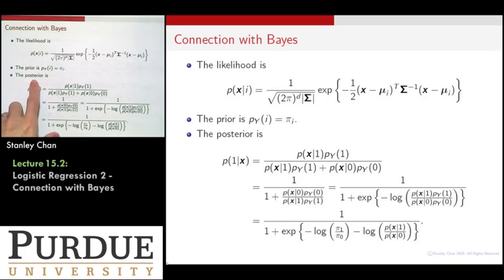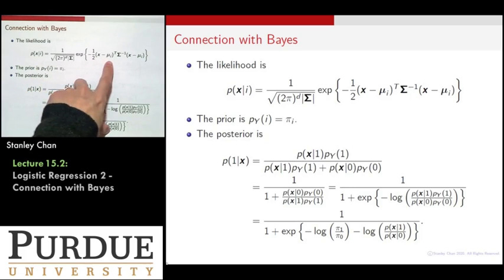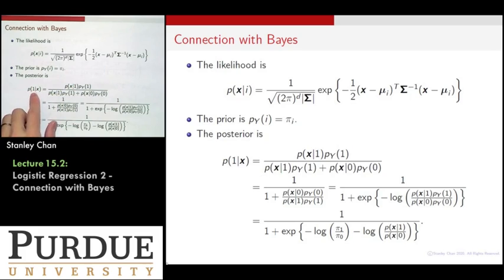If you look at the posterior distribution of this Gaussian random variable, you realize that the posterior is given by a ratio. This is given by the Bayes theorem. You have a likelihood of x given 1, and then p of 1, and then in the denominator you have the sum of these two cases. So that's the Bayes theorem.